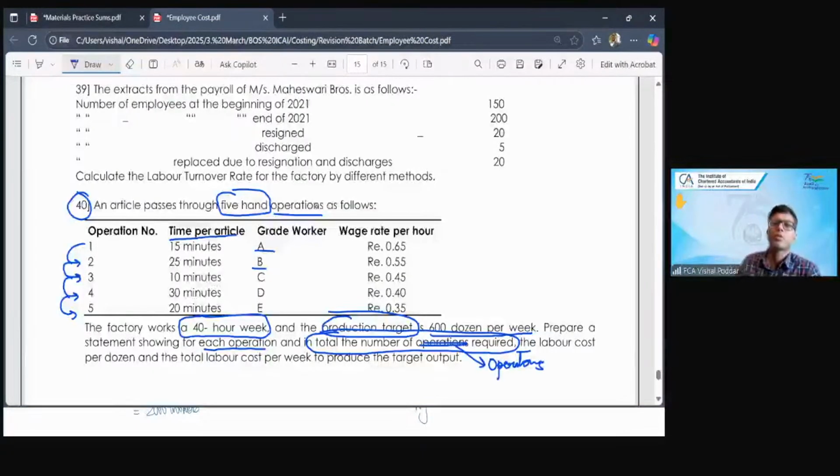That is workers who are required. So what are they asking? Prepare a statement for each operation, and in total, the number of workers required. So how many workers are required in each operation and in total, and the labor cost per dozen, total labor cost per week to produce the targeted output. Perfect.